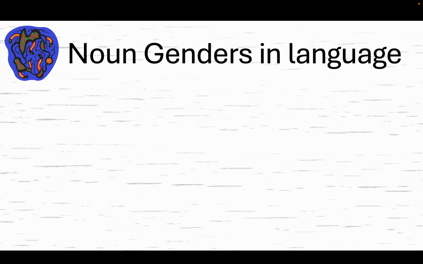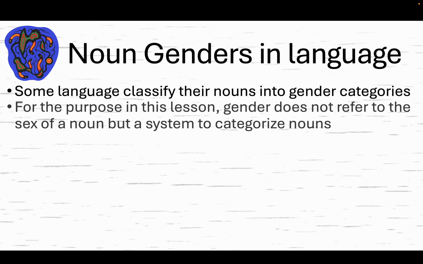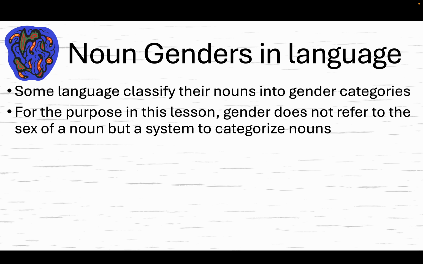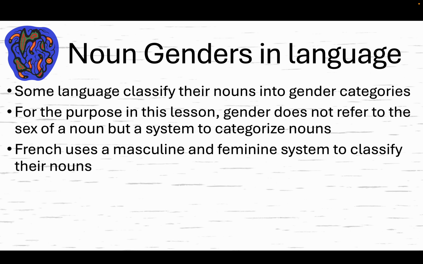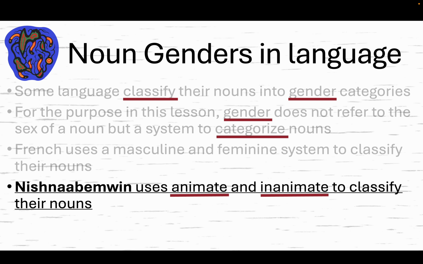Noun genders and language. Some languages classify their nouns into gender categories. For the purpose of this lesson, gender does not refer to the sex of a noun, but a system to categorize nouns. French uses a masculine and feminine system to classify their nouns. Nishnaabemwin uses animate and inanimate to classify their nouns. Here are the words for the fill in the blankers to include in their note accommodations. Pause the video here and allow them to fill these in before moving on. And here are what the note takers should write down. Pause the video here and let them write this down before moving on. Okay, let's move on.